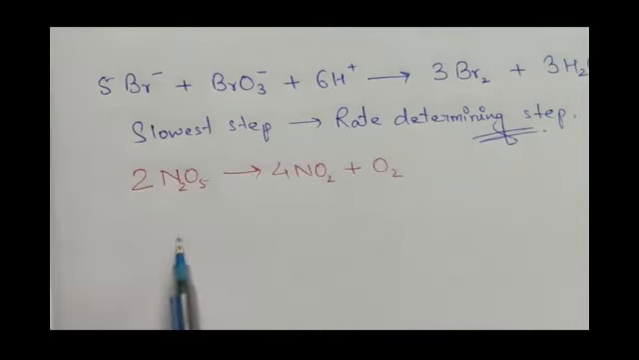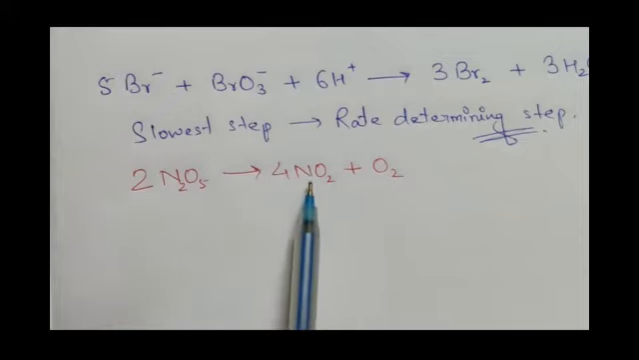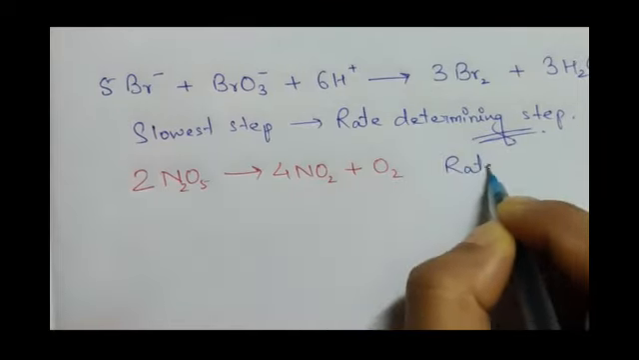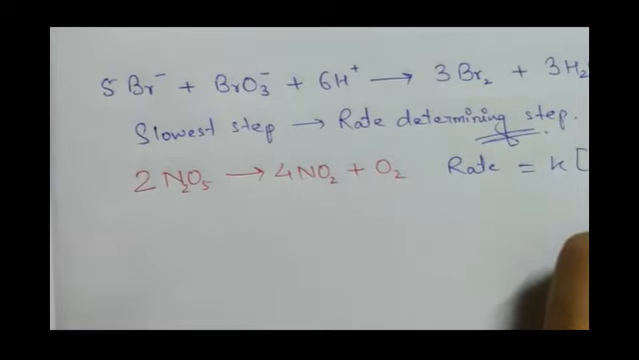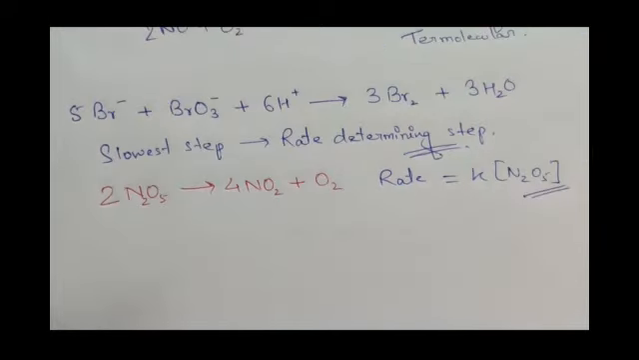See, here is the example of the thermal decomposition of N2O5, that is dinitrogen pentoxide, and this is the balanced equation for this thermal decomposition. Now here you can see that 2 moles of N2O5 get decomposed to form 4 moles of NO2 and 1 mole of O2. So we can write the rate of reaction according to the rate law as k[N2O5] only. Why is this so? This is because here it is the experimentally found value.